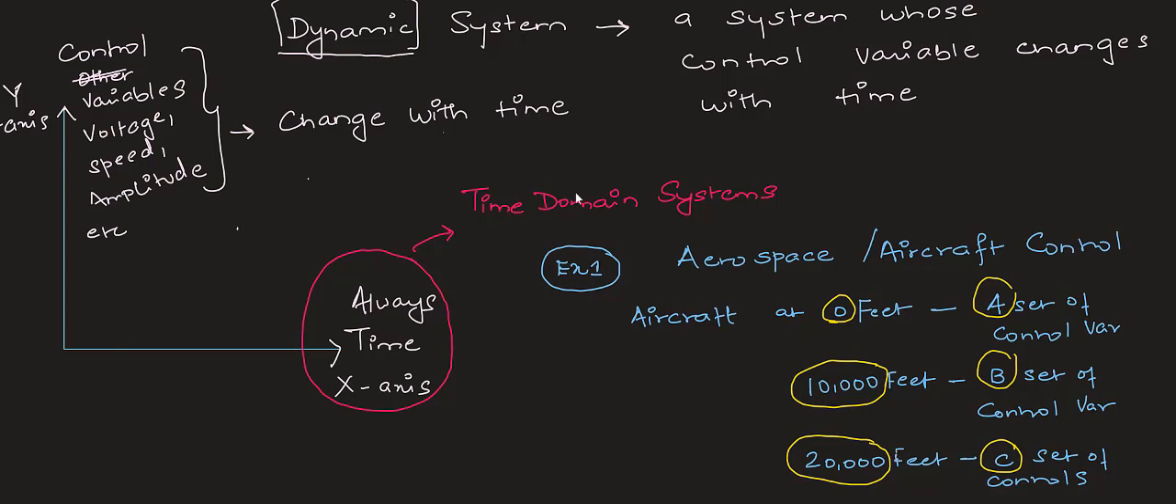Now, what is an example of a static system? A voltage stabilizer. We have already seen that the opposite of a dynamic system is a static system, where the control variables don't change with time. A simple voltage stabilizer that we saw in the beginning of this class is a perfect example of a static system.